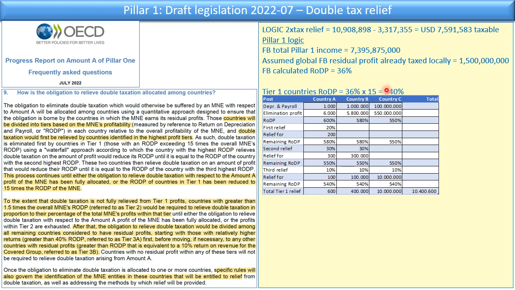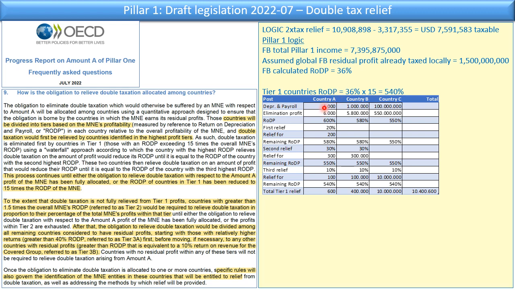Now, what I don't understand about the waterfall approach is, in my logic, I would say, take the countries with the biggest nominal amounts of residual profit, but that's not what we do. We look at the highest percentage of RODP, because RODP is a percentage, right?